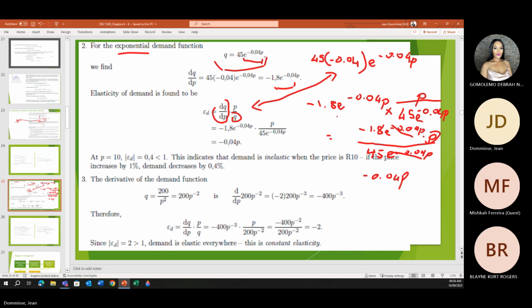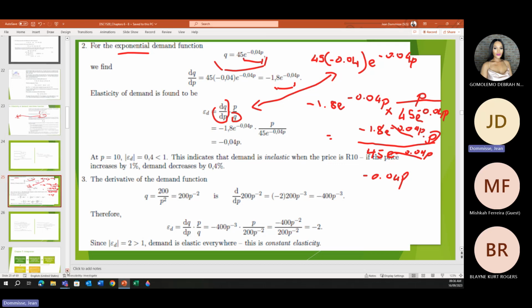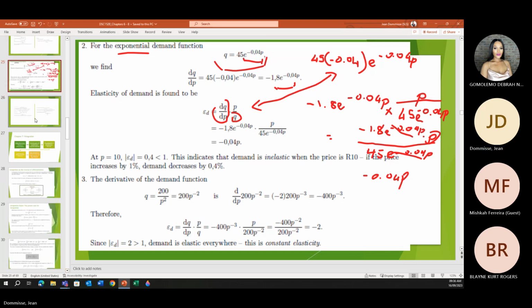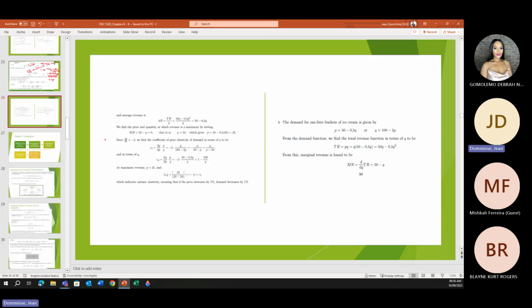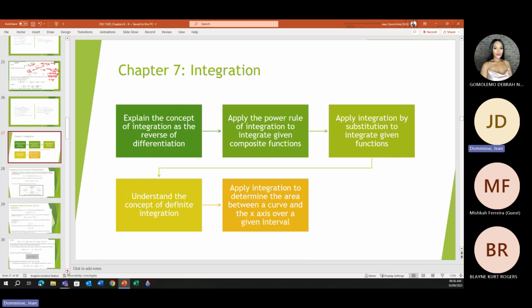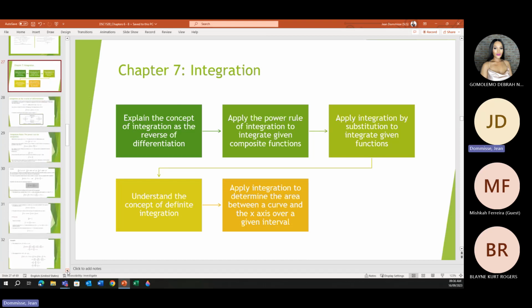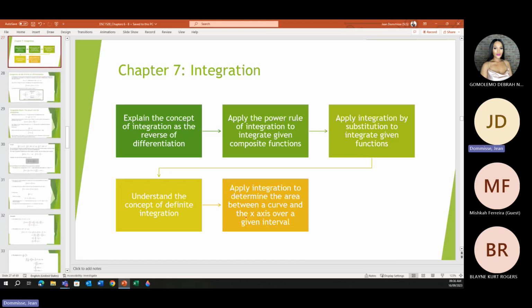Okay, so the next one, again, I'm going to share it. It's just looking at some more examples. So now we go into integration. So I just quickly want to take a breather.